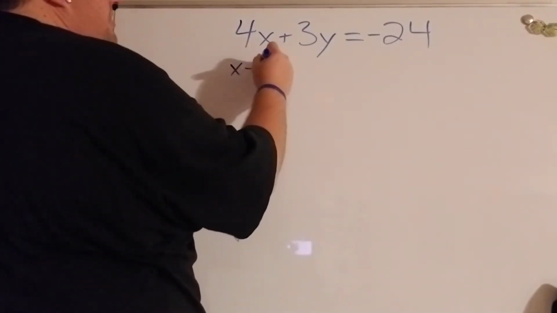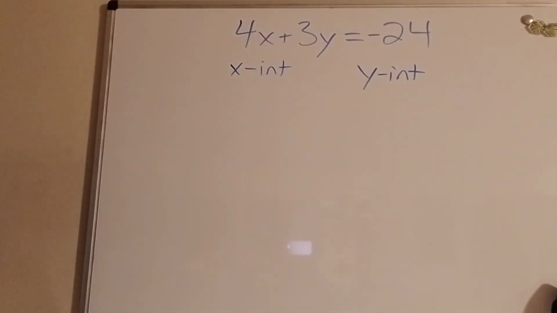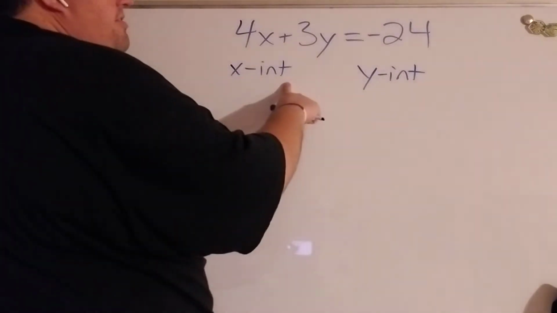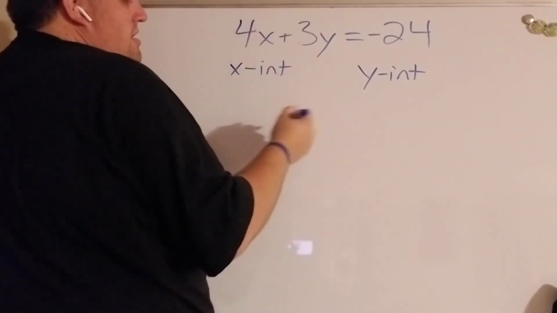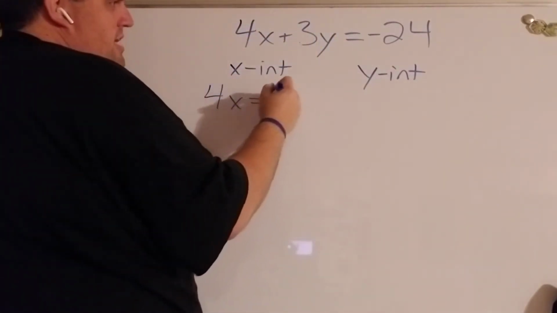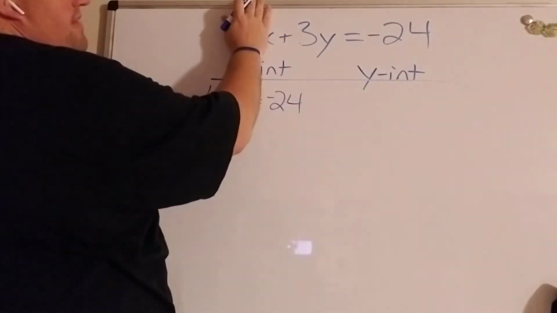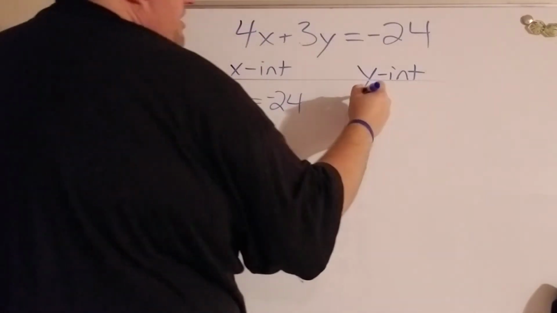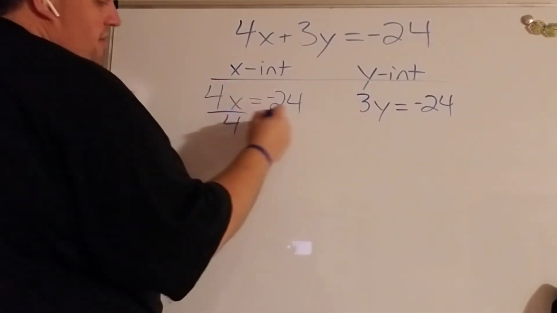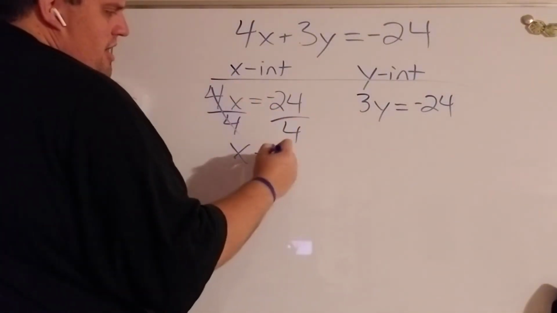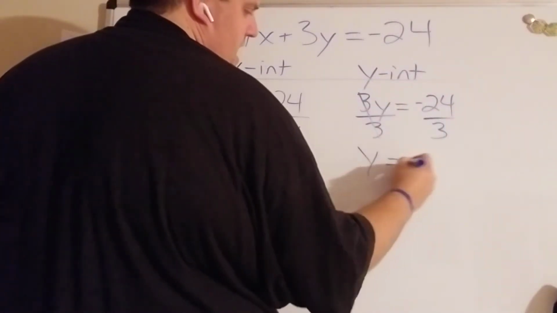So x-intercept, y-intercept. Remember we said that finding these is really easy in standard form. If I want an x-intercept, the y is 0. So this whole term is just going to cancel out. And that would give me 4x equals -24. If I want a y-intercept, I know the x value is 0. And this whole thing is going to be 3y equals -24. And then those are real easy to solve from there. Divide by 4. Our x-intercept is -6. Divide by 3. Our y-intercept is -8.